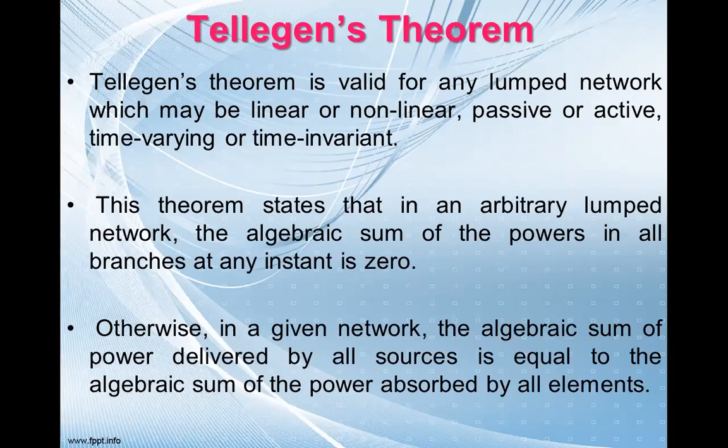Now, Tellegen's theorem is valid for any lumped network, which may be linear or non-linear, passive or active, time varying or time invariant. I will first discuss this point. What is the meaning of a lumped network? What is the meaning of a passive network, active network, time varying network, time invariant network? Let us first understand what a lumped network is. Anyone? I think the lateral students are here.